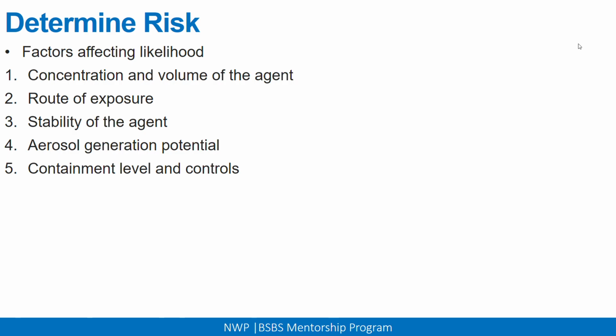Containment level and controls. The greater the risk group, the greater the exposure, because you may need some form of heightened control measures for it. The greater the containment level it may need, the greater the chances that you can get exposed to that particular agent.